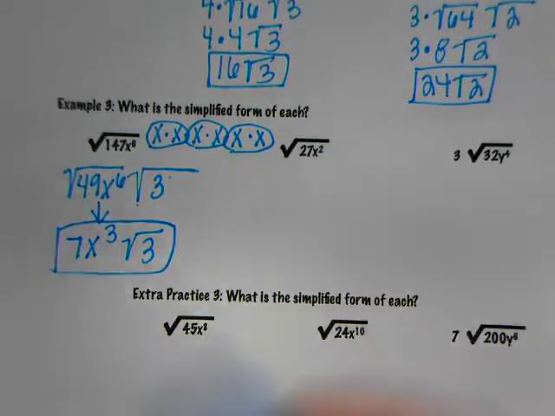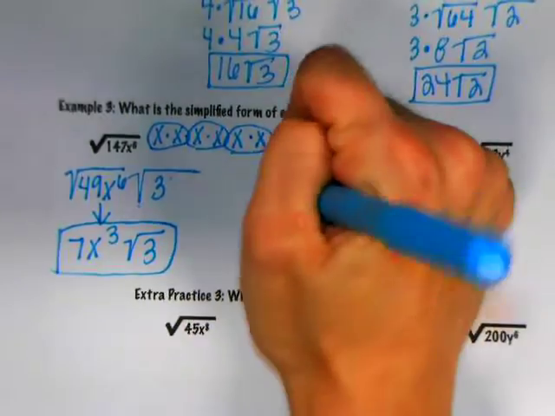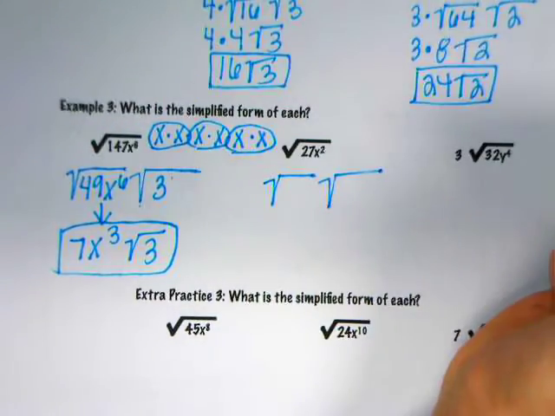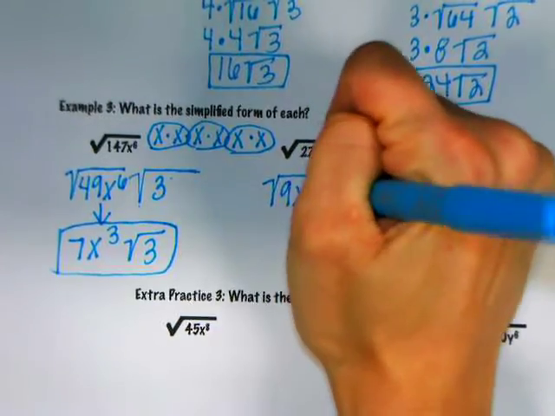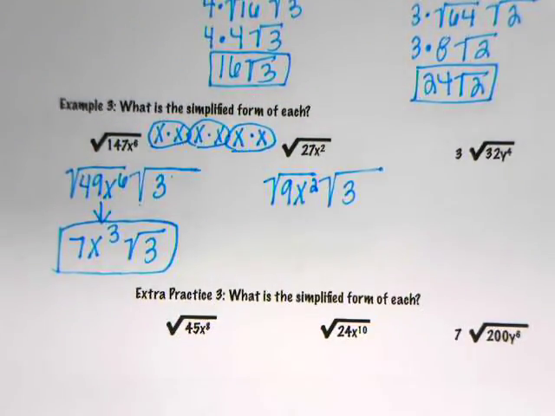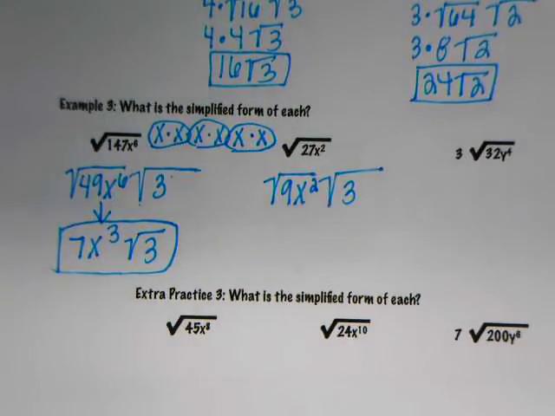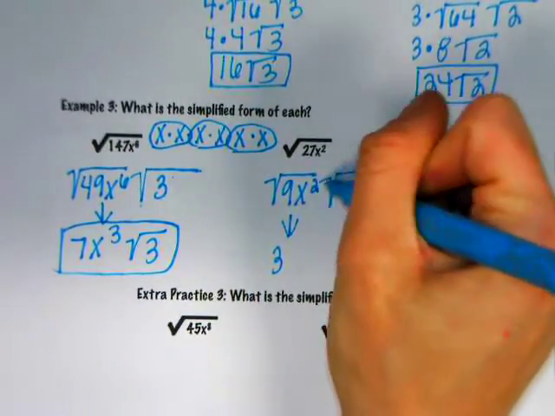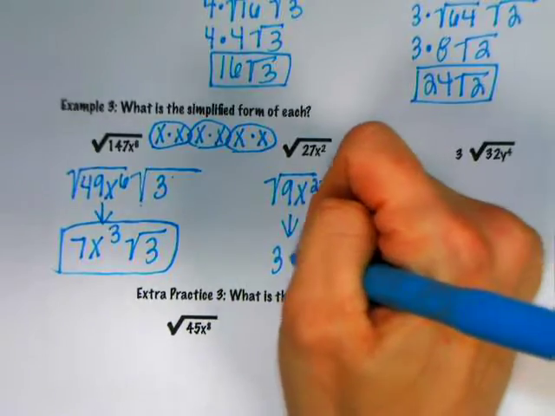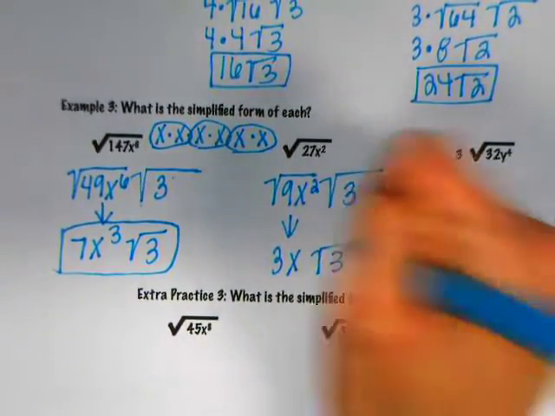Okay? So now 27x squared, what are we going to use for 27? Yep, 9 times 3. And then the whole x squared is going to go there. And then what's the square root of 9? 3. And then what's half of 2? Just 1, so it's just going to be 3x, and then radical 3.